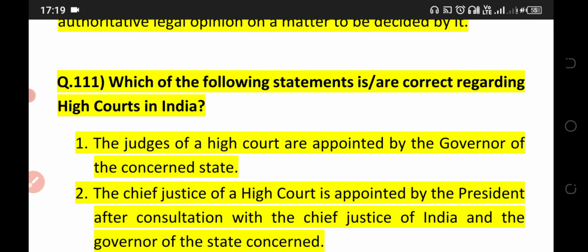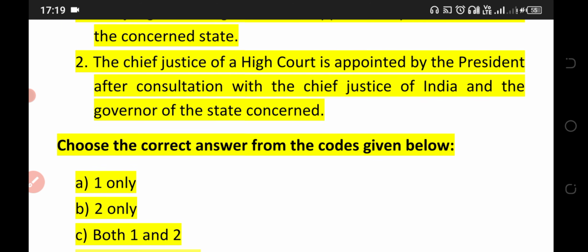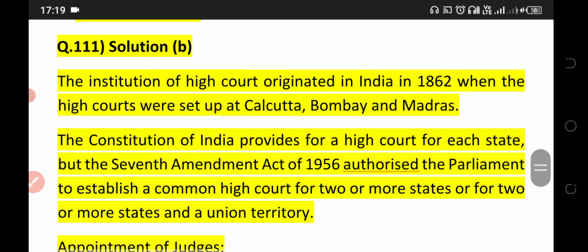Which of the following statements are correct regarding the High Court in India? The judges of the High Courts are appointed by the Governor of the concerned state. The Chief Justice of a High Court is appointed by the President after consultation with the Chief Justice of India and the Governor of the state concerned. Only B is right.